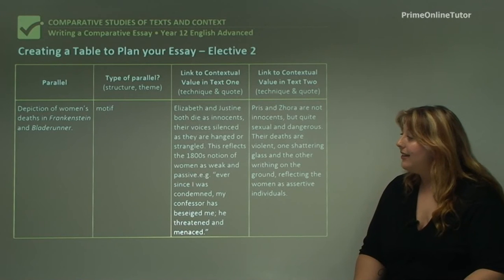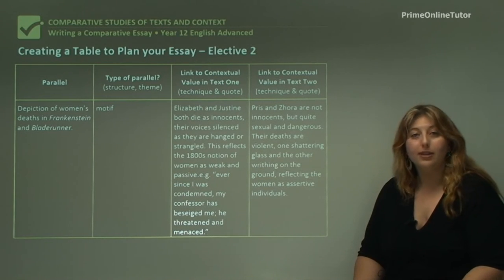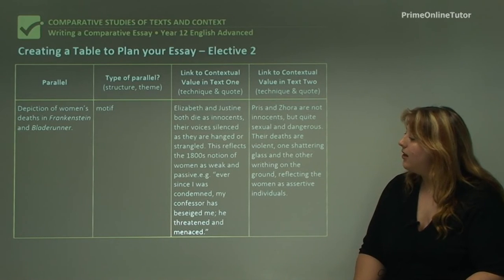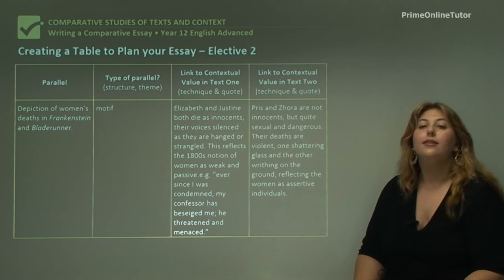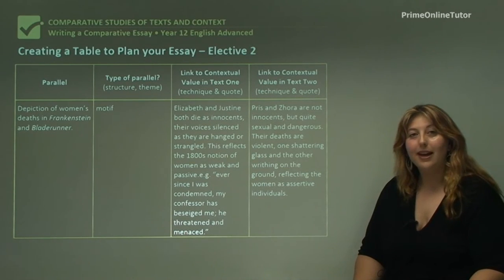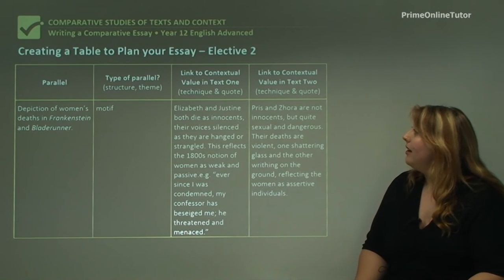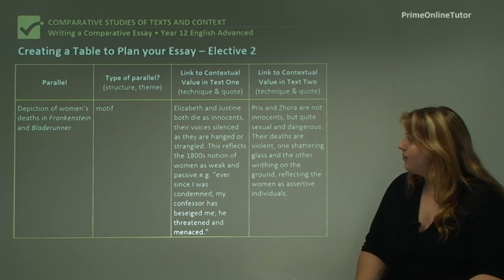This reflects the 1800s notion of women as being weak or passive, and there's a really good quote from Justine that shows this, where she says, "Ever since I was condemned, my confessor has besieged me, he threatened and menaced." So we've said how it's appeared in the text, and also linked it to the value that shows this at the time period. Now we're going to do the same thing for the younger text.